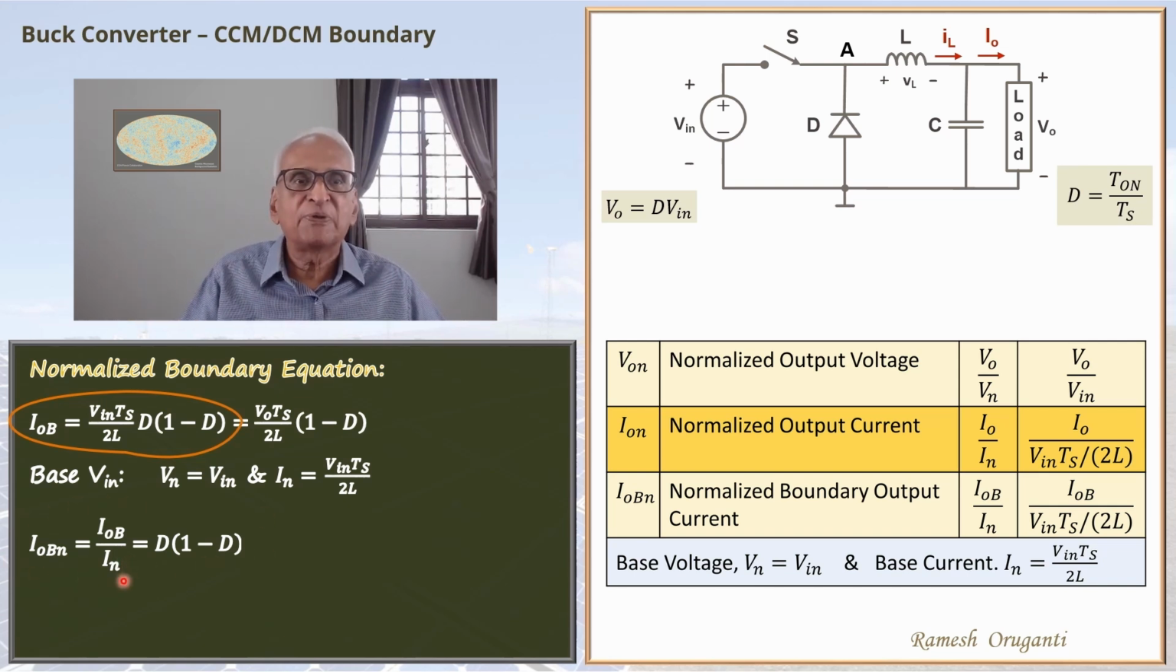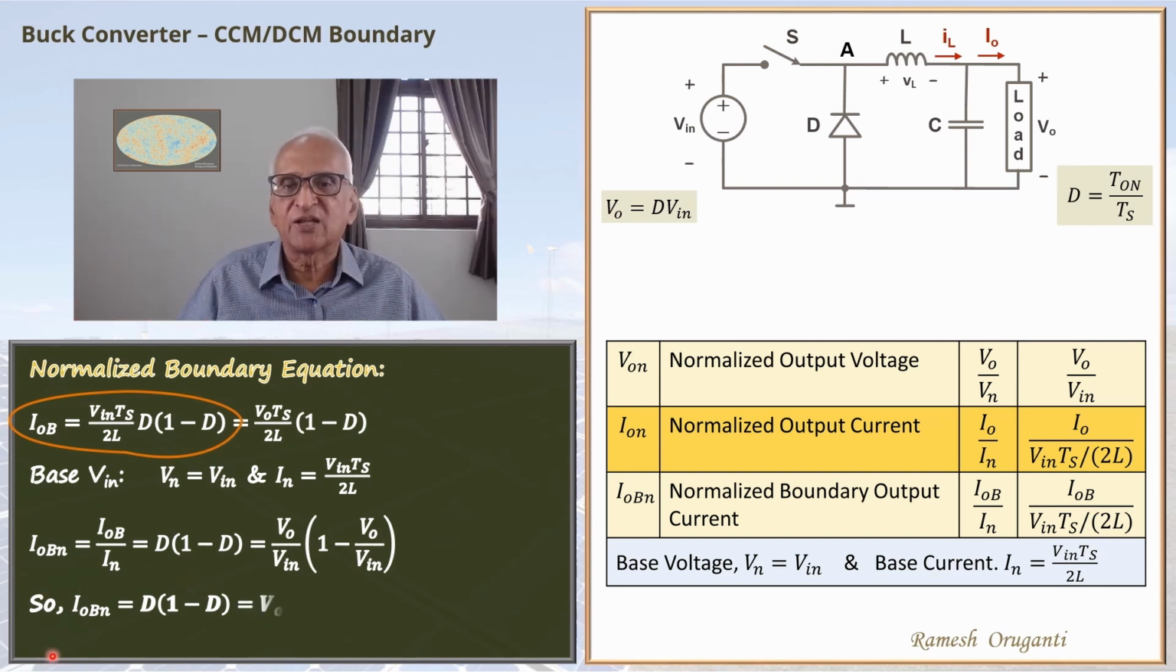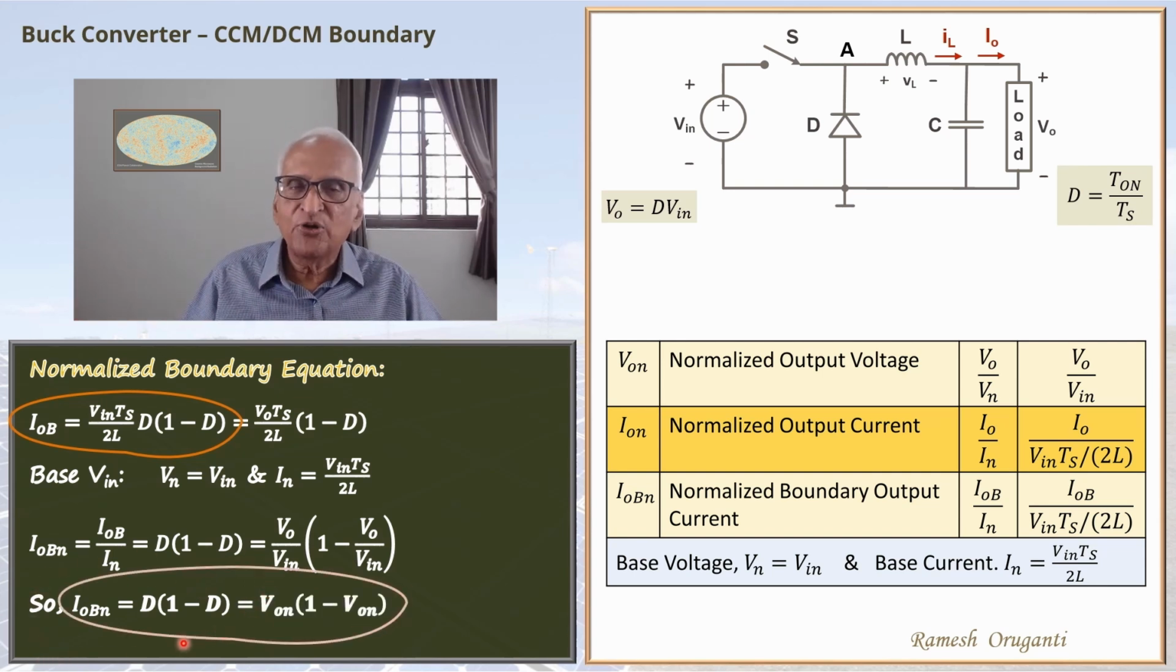Remember, at boundary operation, Vo equals D Vin is still valid. So I can substitute for D as Vo by Vin. So this will be Vo by Vin times (1 minus Vo by Vin). And Vo by Vin is VON, because Vin is the voltage base that we have chosen. So IOBN will be equal to D times (1 minus D) equals VON times (1 minus VON). Our boundary equation has now become a dimensionless equation.